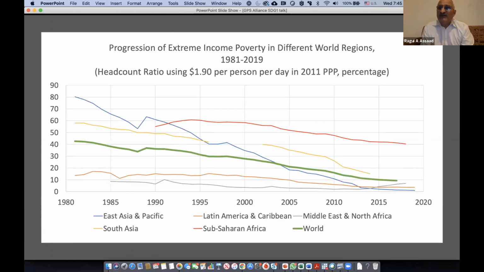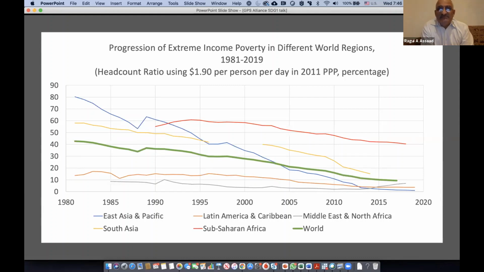So the thick green line is the percent of people below this $1.90 per person per day poverty line. And you can see that it's been falling quite steadily since the early 1980s, from 40% to approximately 10% now, and before COVID. So this is prior to COVID.